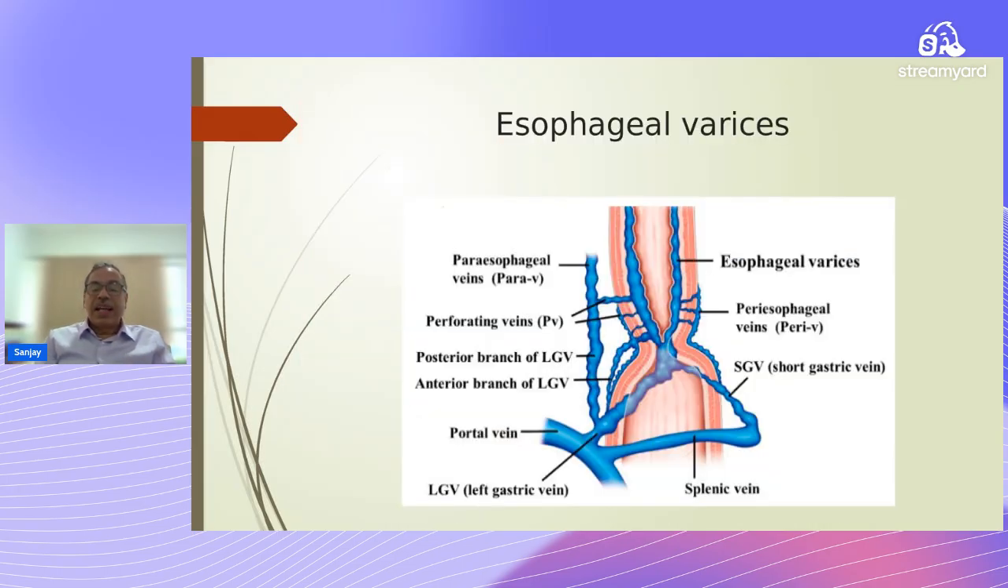Now, this is a diagrammatic representation of the veins which form part of the gastroesophageal varices. As you have seen, we have periesophageal and paraesophageal veins, which communicate with the esophageal varices through the wall of the esophagus and the stomach by what are known as perforating branches. And whenever the portal venous pressure rises, the pressure is transmitted through these communicating or perforating veins into the varices, leading to their expansion.